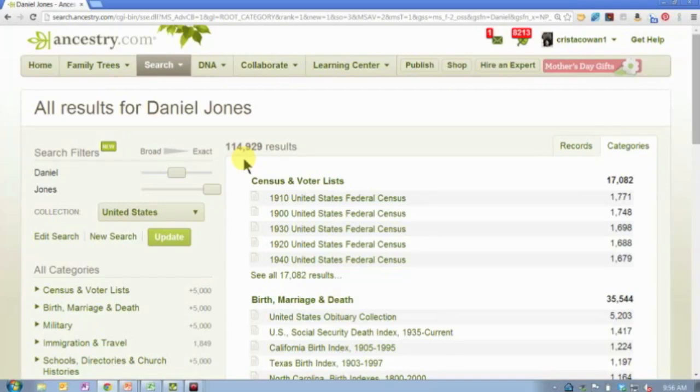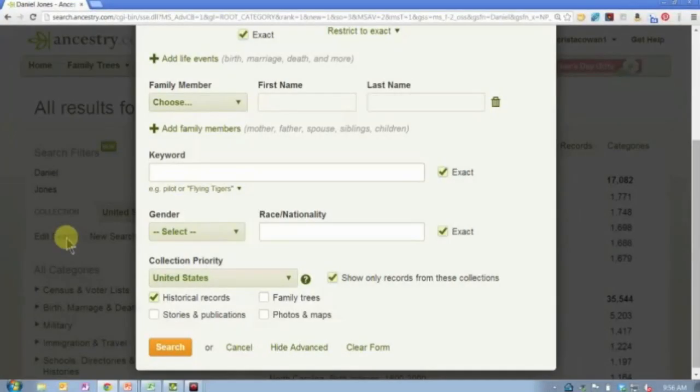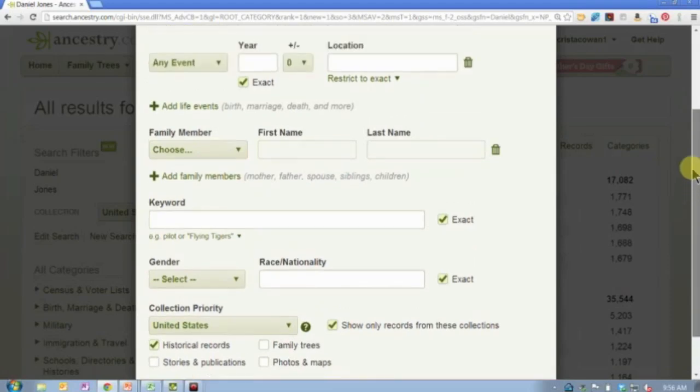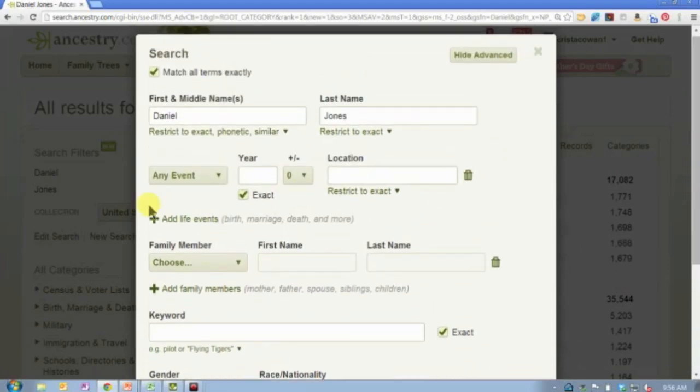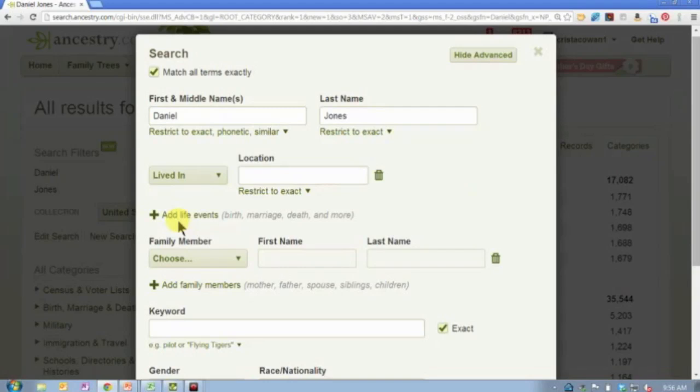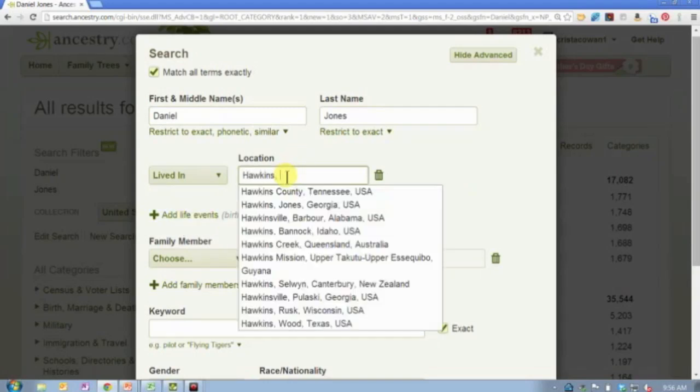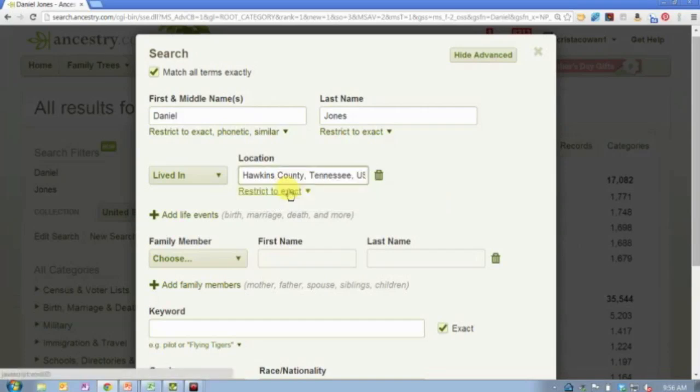Now, I happen to know that the multiple Daniel Joneses that I'm looking at all lived in and around Hawkins County, Tennessee. So I'm going to come in here and edit my search. And the field that I use just about more than anything, in fact, even more than a name field, is this lived in field. I'm going to go ahead and change that to lived in, and I'm going to put in Hawkins County, Tennessee. Okay.